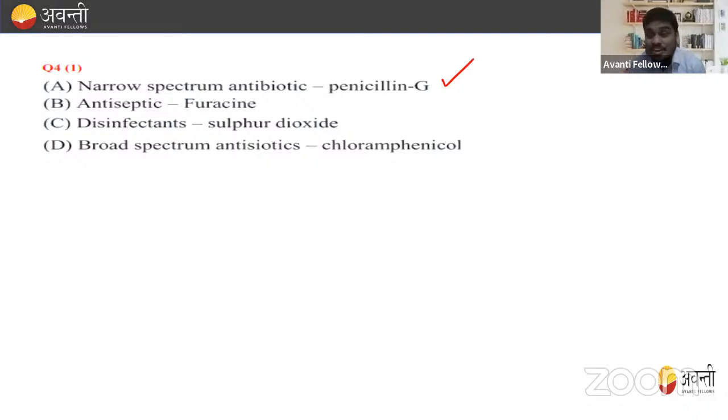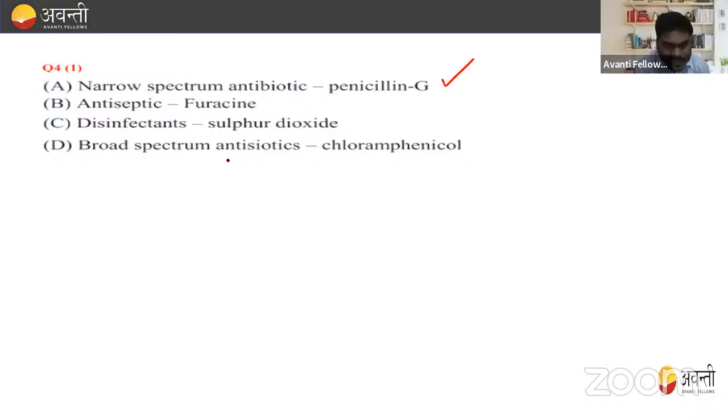Disinfectant is sulfur dioxide. Try to learn this. Okay, so sulfur dioxide is what? This is disinfectant. Just try to remember this. SO2, that is the sulfur dioxide, is disinfectant. Right. And the broad spectrum antibiotic is chloramphenicol.